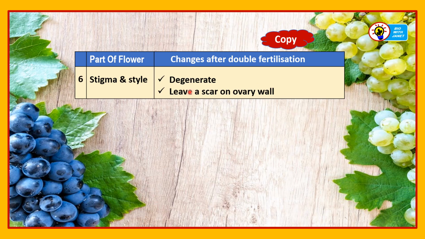Okay, lastly, we are still using the table format. The stigma and style, what happens to them after double fertilization? They will degenerate and leave a scar on the ovary wall.